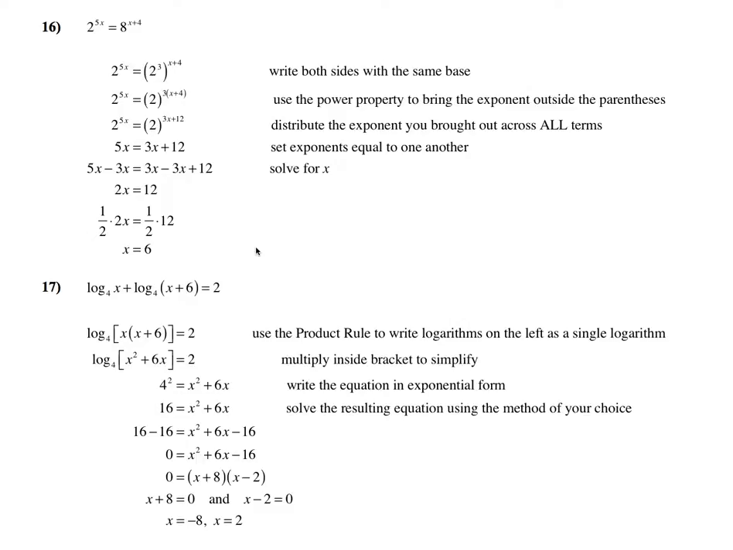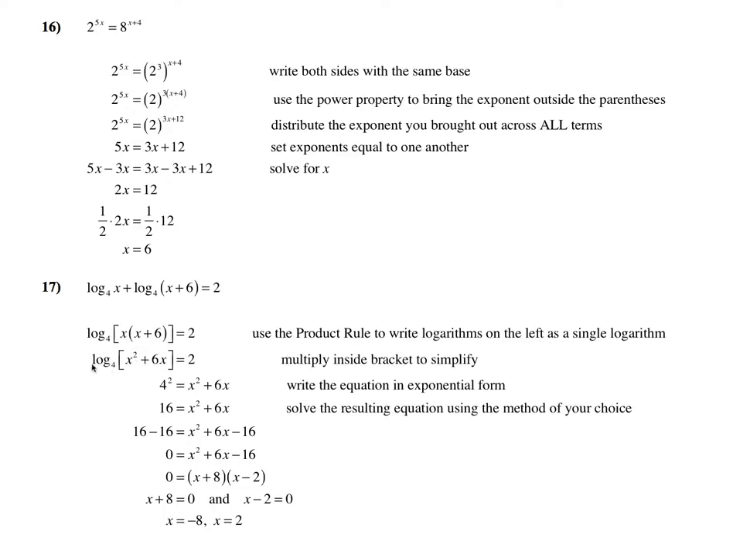In number 17, we have 2 logarithms on the left side and a number on the right, and we're going to use the product rule to write these 2 logarithms as a single logarithm. So the base is the same, so we have log base 4, and then we'll multiply the x times the x plus 6. It's very important to remember to put those multiple terms inside parentheses, and we then distribute that x to simplify. So we multiply the x times x, x squared, and the x times 6, 6x.